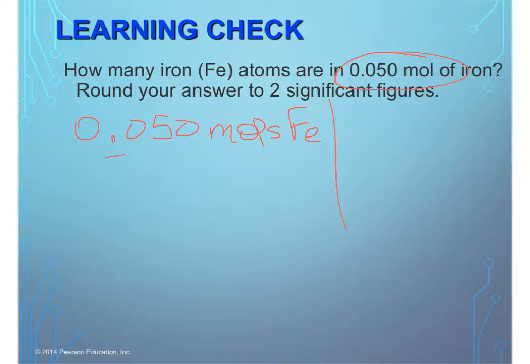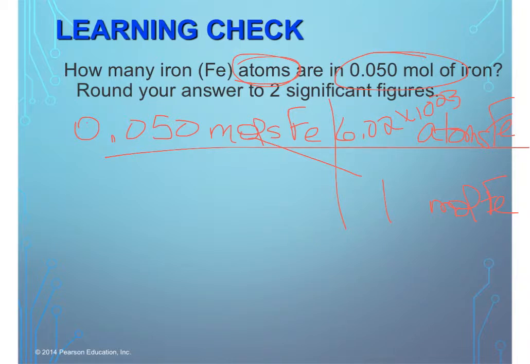I'm going to go ahead and set up my railroad tracks. I know that I have to match units on the diagonal, so I know that moles of iron has to go down here, and I'm going to put a 1 in front of that mole. The units I'm trying to get to go on top. It's asking for iron atoms. And whenever I see atoms or molecules, some type of particle, I'm going to put Avogadro's number, 6.02 times 10 to the 23rd. And now it's simply a multiplication division problem.